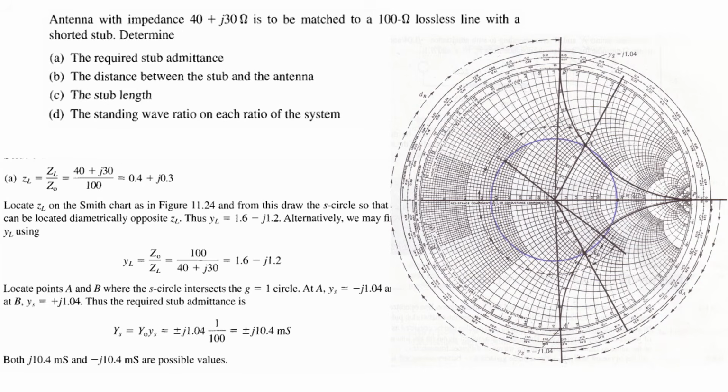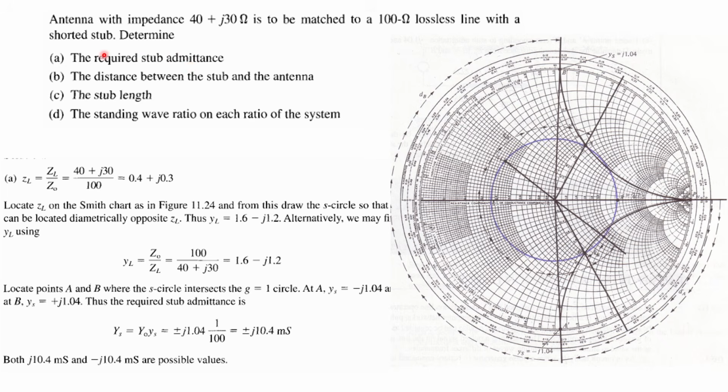Now let's solve one question. The question is: an antenna with impedance equal to 40 plus 30j ohm is to be matched to a 100 ohm lossless line with a shorted stub. Now we have to find the required stub admittance. So how will we find out the required stub admittance?